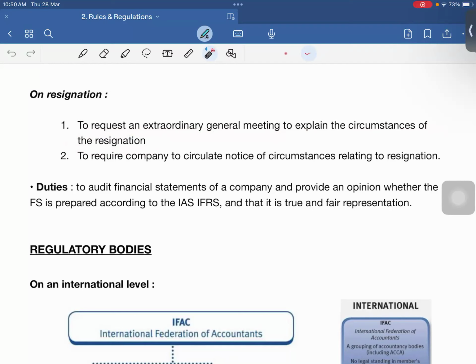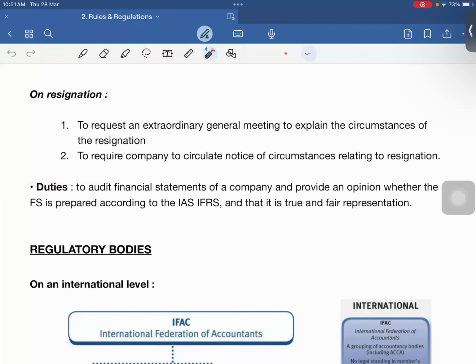The second one is to require the company to circulate notice of circumstances relating to resignation. So if the auditor has provided any statement of circumstances, then that particular statement should be circulated. Understood? Now, these are the rights. Up to this is the rights that we have discussed.